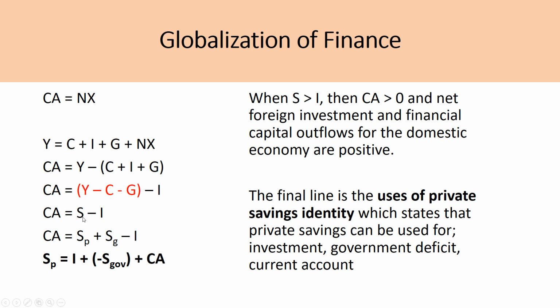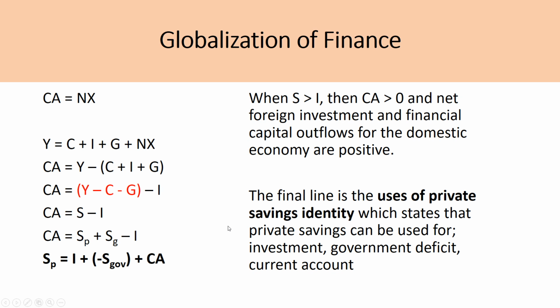And so we can expand that a little bit. So CA equals SP plus SG minus I, since total savings is SP plus SG. So we can expand that and then isolate for SP. We move everything over. And so private savings can come from investment, from the government deficit, or the current account. So that's essentially the private savings identity, the uses of private savings identity.